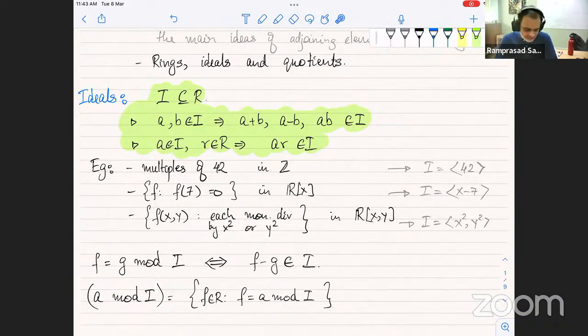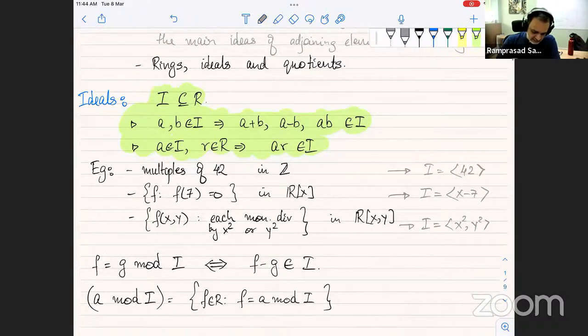Sometimes people put a bar on top, or they'll put a parenthesis outside to indicate the fact that you are looking at this class of all possible elements that happen to be equal to a mod I. For example, when you talk about 1 mod 4, you're thinking of all possible integers such that when you divide by 4, you get remainder 1.